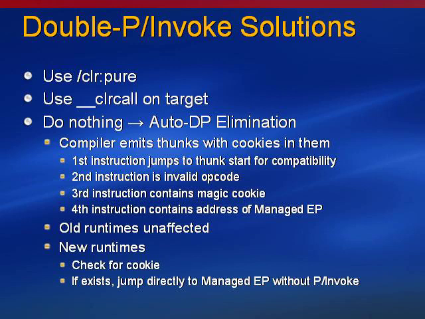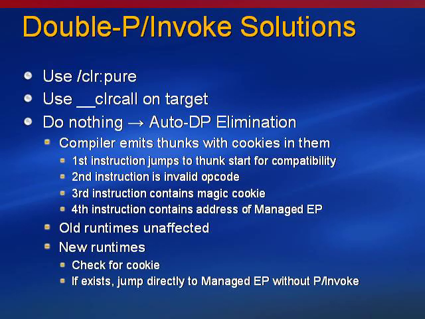So there are a couple of possible solutions to the double p-invoke problem. We're actually investigating all of these. The first one, which I didn't list on the slide, which is almost the obvious solution, is make p-invokes faster. If p-invokes were really fast, you wouldn't care so much if you were doing 2 of them. But it might be difficult to get them quite that fast. So what we're looking at are other possible solutions.